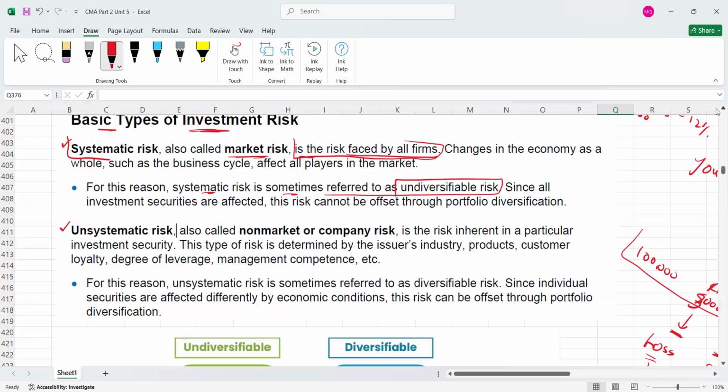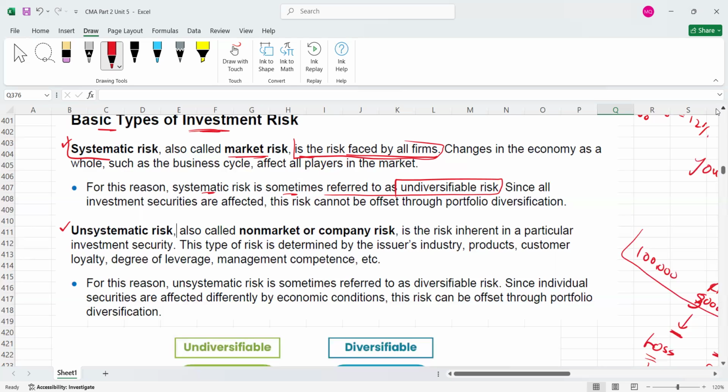So because every company will suffer. Right or wrong? So that is why this risk is also called undiversifiable risk. Even if you hold a diversified investment, a diversified portfolio, still this risk you cannot eliminate.